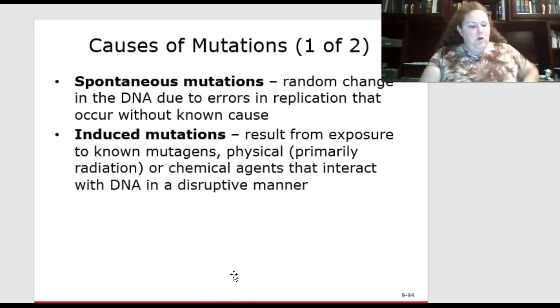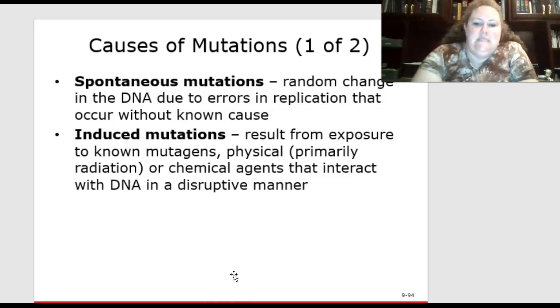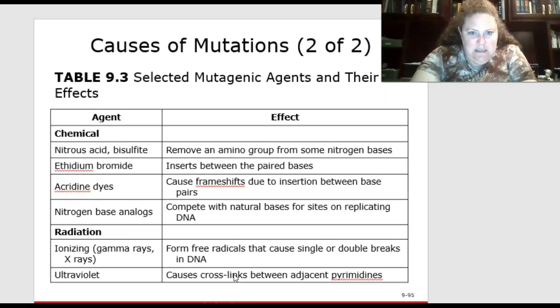Okay? So what causes these mutations? Well, we can have spontaneous mutations, and these are random changes in the DNA due to errors in replication that occur without a known cause. We also have induced mutations, and these result from exposure to known mutagens, which would be physical, like primarily radiation, or chemical agents that interact with the DNA in a disruptive manner. Okay, so here is a fun little table. This is table 9.3, which lists selected mutagenic agents and their effects. Okay, so ethidium bromide, bisulfite, radiation, ultraviolet light, etc.